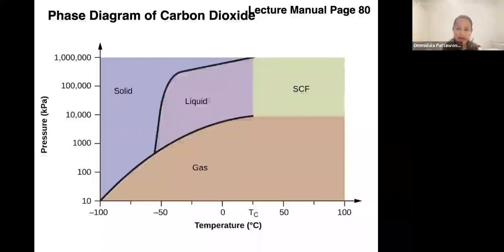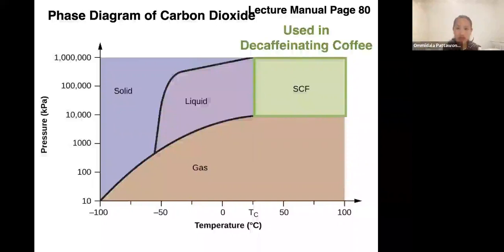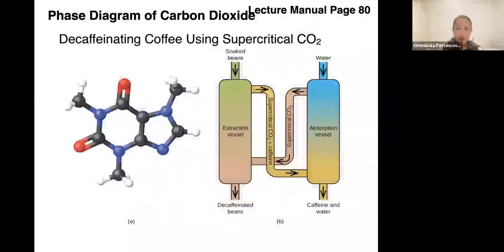Supercritical fluid of carbon dioxide has been used extensively in extractions, especially in decaffeinating coffee. The reason is that supercritical carbon dioxide is easily available, inexpensive, non-toxic, and non-explosive, and it also allows moderate extraction conditions, with the temperature not greater than 100 degrees. And here is the process of decaffeinating coffee using supercritical fluid of CO2.